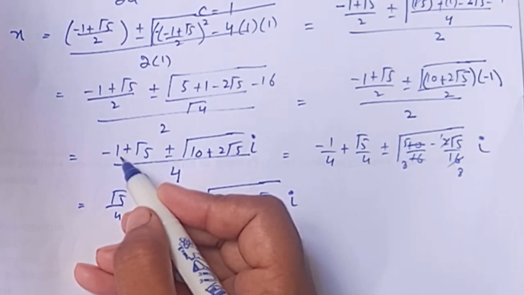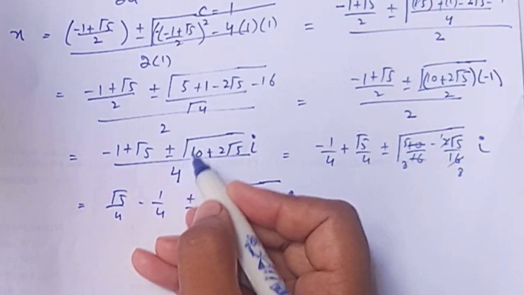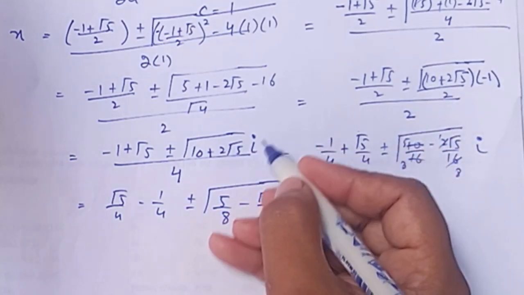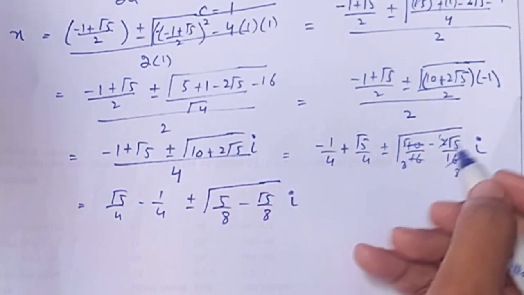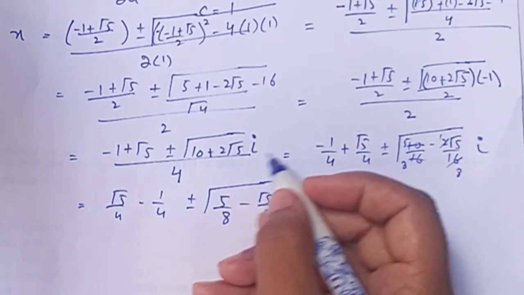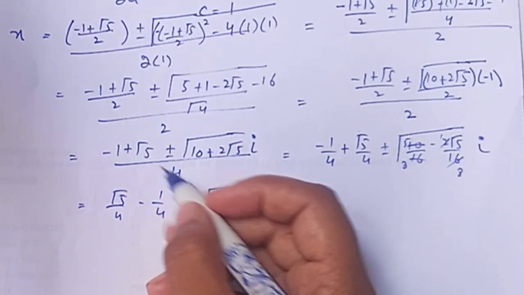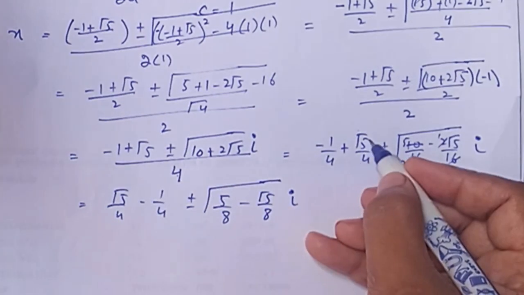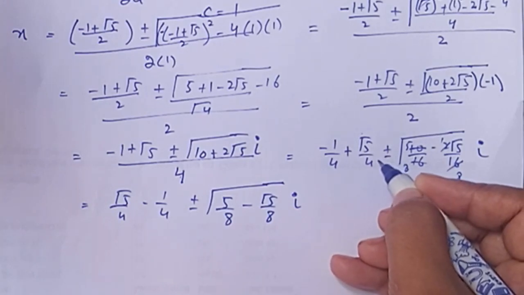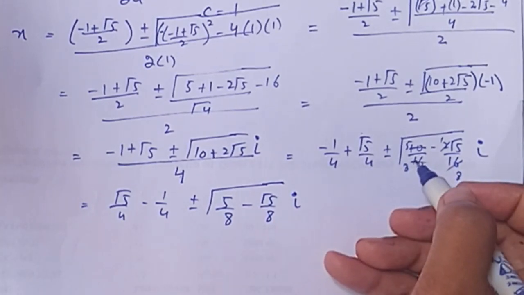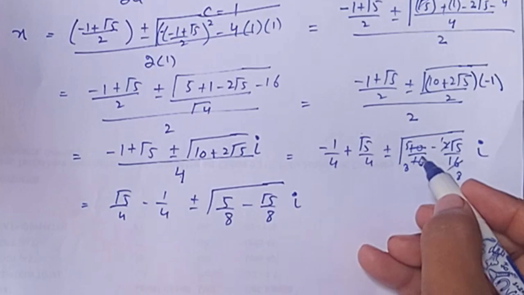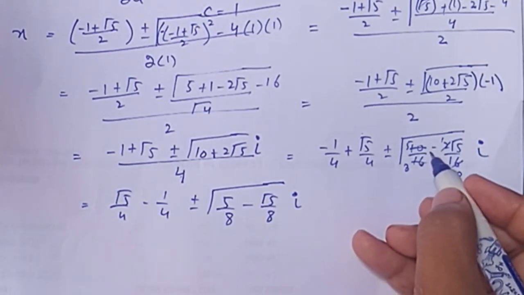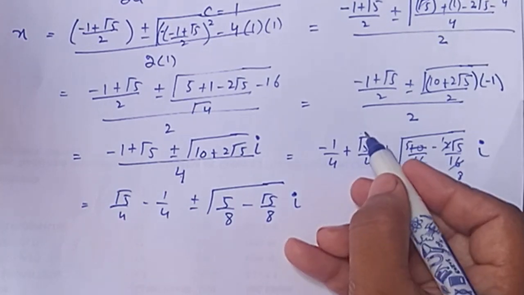So this will become minus 1 plus square root 5 plus minus square root 10 plus 2 times square root 5 and minus 1 square root minus 1, this is equal to iota, over 4. So in the next step we separate this value with denominator. So this is minus 1 over 4 plus square root 5 over 4 plus minus, if we shift this 4 into square root, then this will become 16. So we separate this value, 10 over 16 minus 2 times square root 5 over 16 iota. So we interchange these two values.